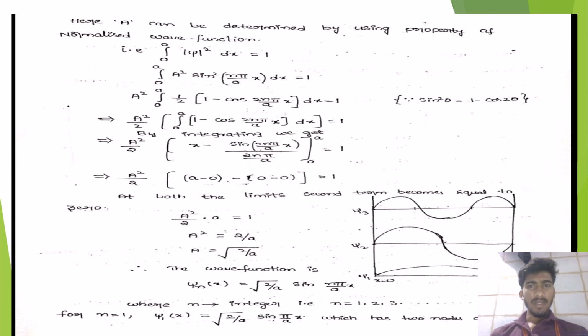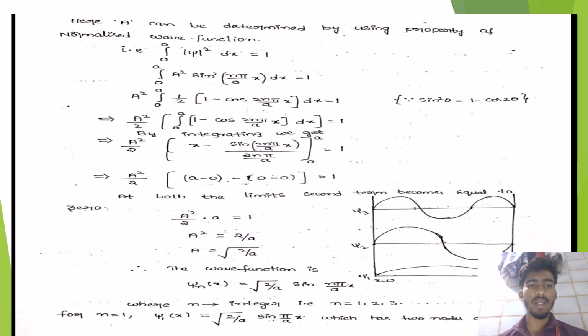Here, A can be determined by using the property of the normalized wave function, that is integration of 0 to a psi modulus square dx equals 1. A square integration of 0 to a half of 1 minus cos 2 n pi by a into x dx equals 1, where sine square theta is equal to half of 1 minus cos 2 theta. That implies A square by 2 into integration of 0 to a of 1 minus cos 2 n pi by a into x into dx equals 1.